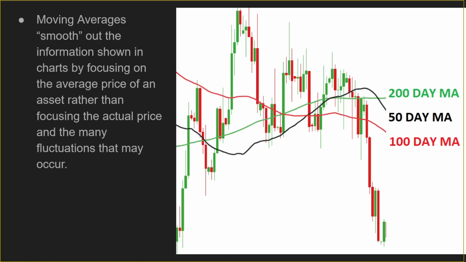So here's an example of various moving averages on the right. Moving averages smooth out the information shown in the charts by focusing on the average price of an asset rather than focusing on the actual price and the many fluctuations that occur.